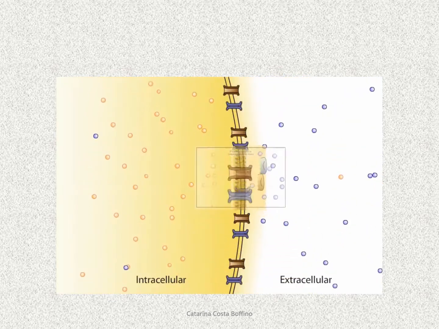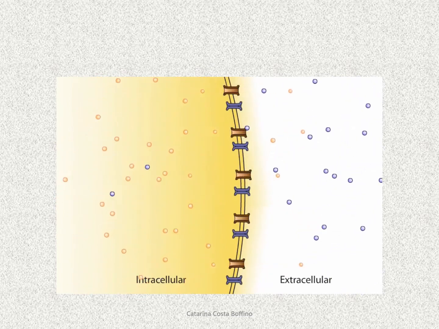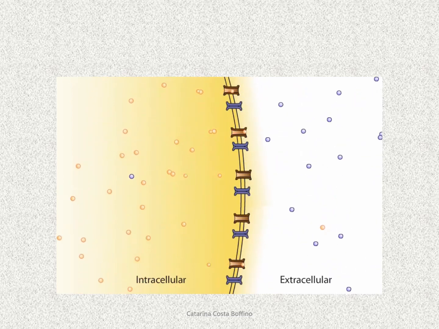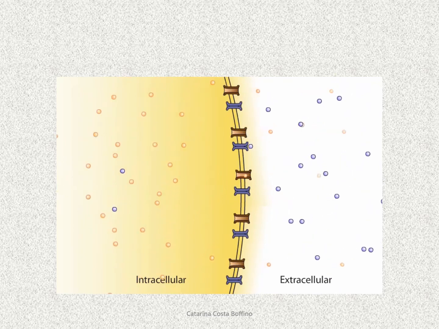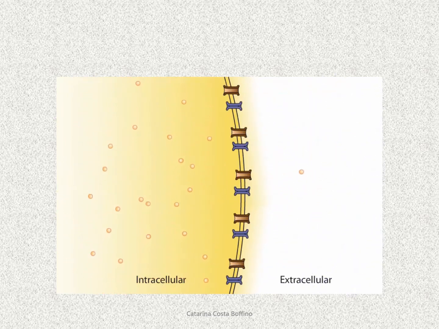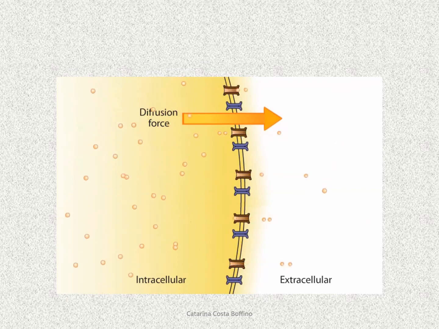If we consider only the potassium ions, which are relatively free to cross the membrane, we notice that the intracellular concentration remains much higher than the extracellular concentration. This is because the potassium ions are pulled by two different and opposing forces. First, a diffusion force acts to pull potassium ions down their concentration gradient toward the exterior of the cell.